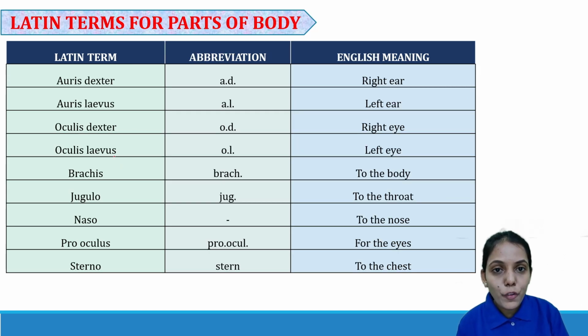Next is Latin terms for parts of the body, where medicine has to be instilled and from where it has to be taken. For that it is important. Oris, previously we discussed that oris is related to ear. Dexter means right. You might have heard dextro-rotatory, that means it moves the plane of polarized light to the right direction.